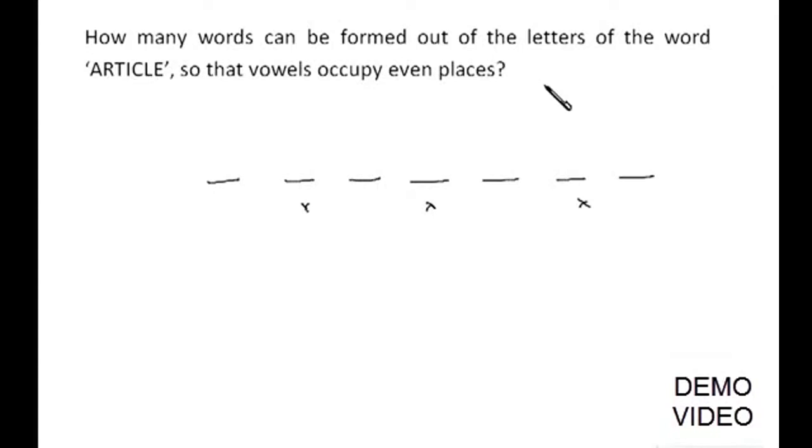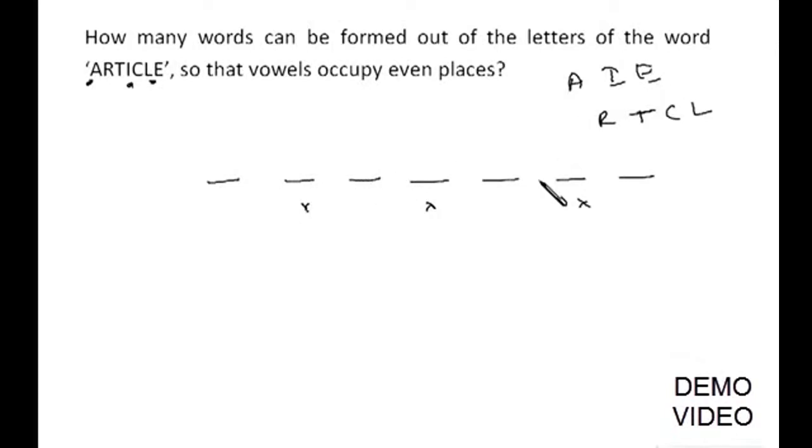And how many vowels do we have? That is A, I and E, right? And the remaining are R, T, C and L. So these 4 are consonants and these 3 are vowels. Now we have to arrange the vowels on the 2nd, 4th and 6th positions. So we have 3 positions only and we have to arrange the 3 letters only.